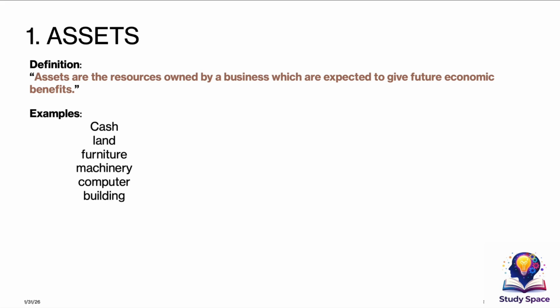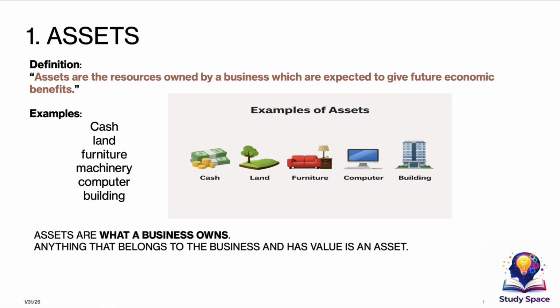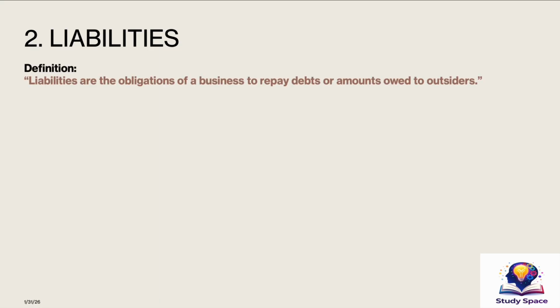Assets are the resources owned by a business that are expected to give future benefits. For example, cash, land, furniture, machinery, computers, and buildings. In simple terms, assets are what a business owns. Anything that belongs to the business and has value is called an asset.